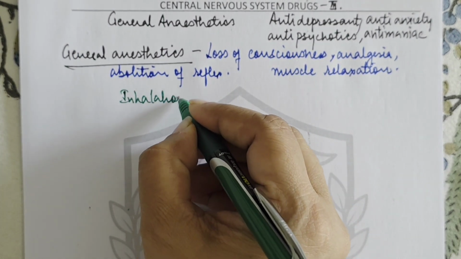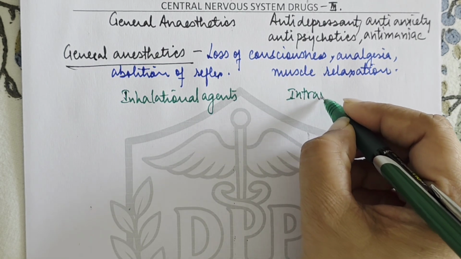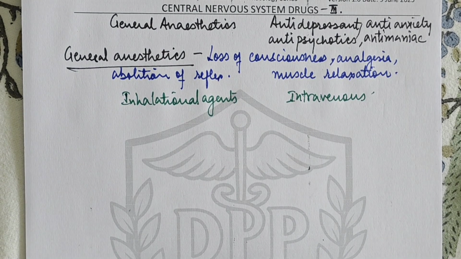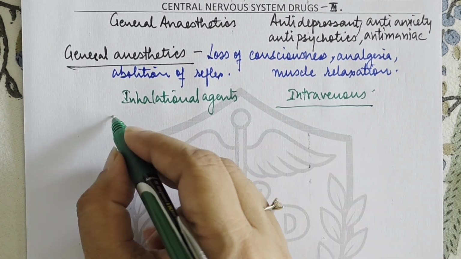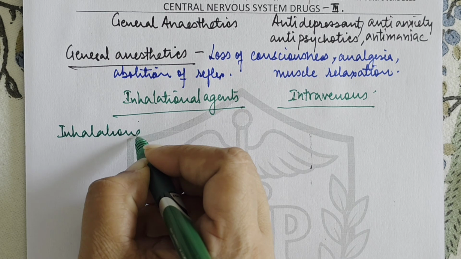Now in general anesthetics there are 2 types. There are drugs which are inhalational agents, and there are drugs which are given by the intravenous route, so intravenous agents, right? So we have a separate category of drugs which are inhalational agents, and then we have drugs which are given by the parenteral route, so they are intravenous agents. So let's start with the inhalational agents first. Now there are a lot of drugs in this, so we'll take them one by one.